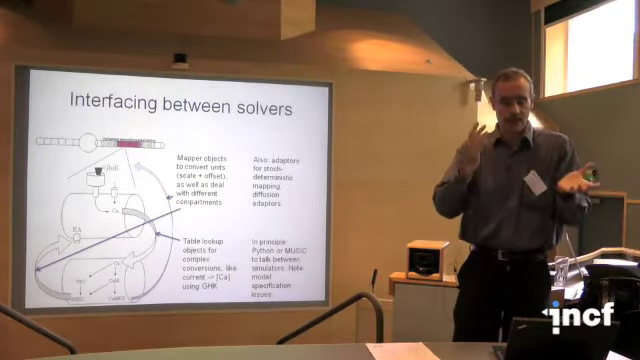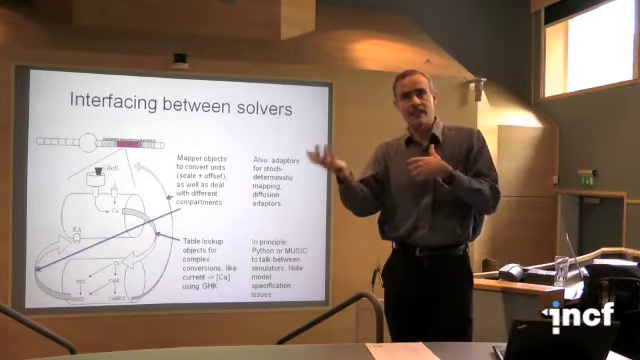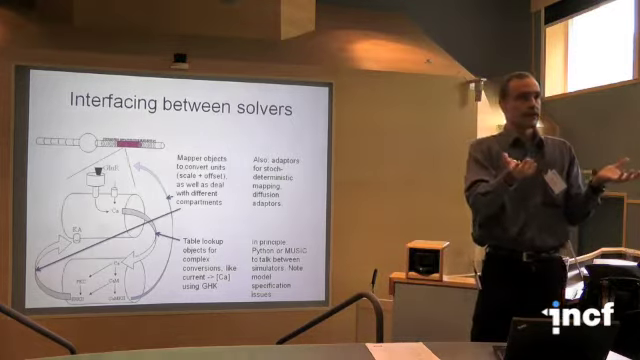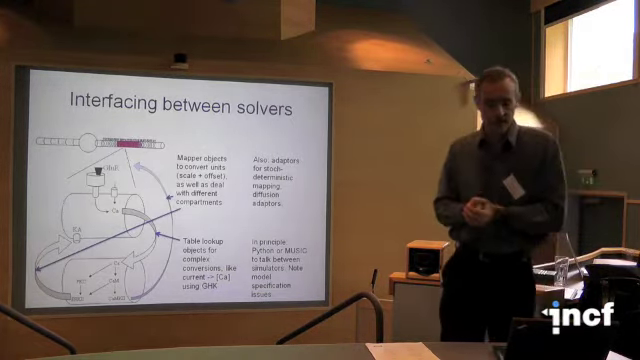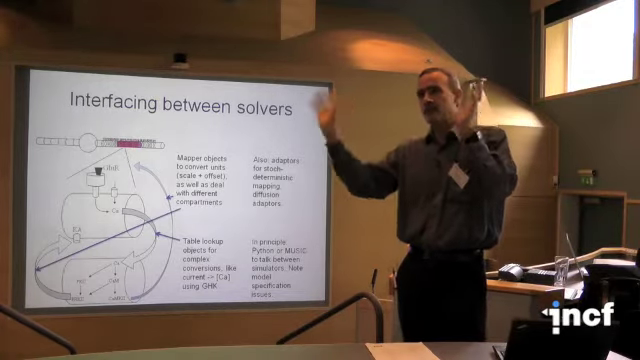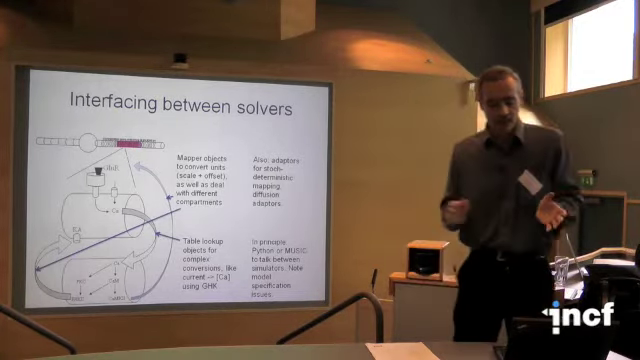So there you need mapper objects. You need ways to do fancier conversions. For example, you might need to do the GHK calculation when you're mapping from current to concentrations. And you need things for mapping between different kinds of numerical techniques.